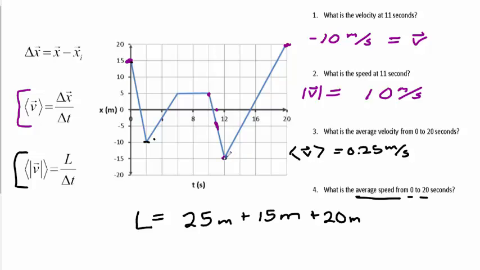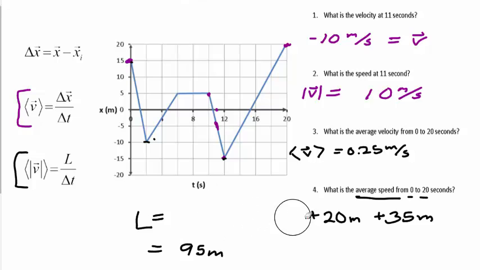And then once I was here at negative 15, I went all the way in the positive direction until I hit 20. That's another 35 meters of path length. So adding all this up, this would be 40, 60, so 95. So even though my displacement was only 5 meters, my actual path length was 95 meters because it counts all the there and back motion.